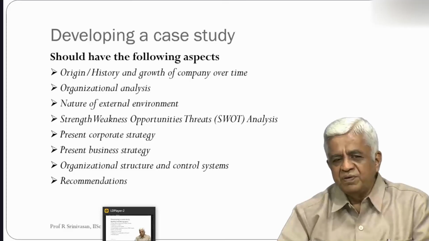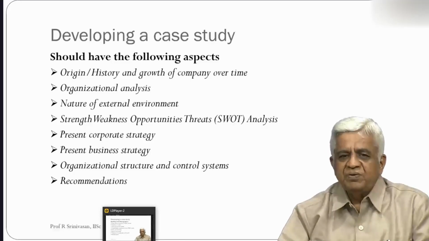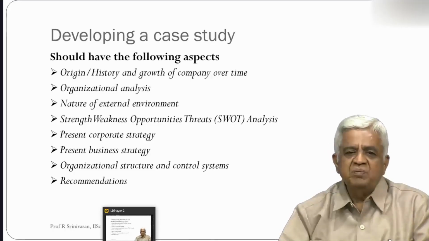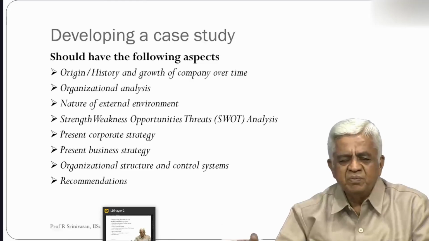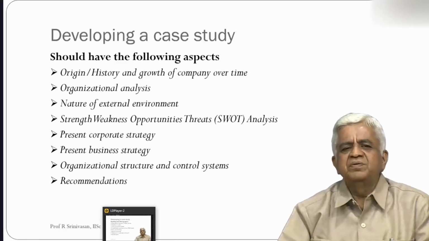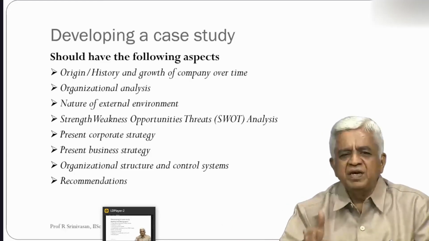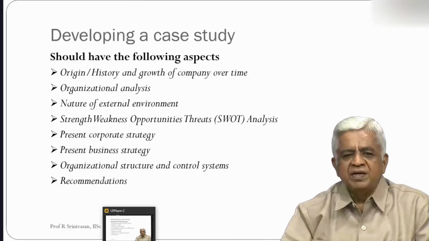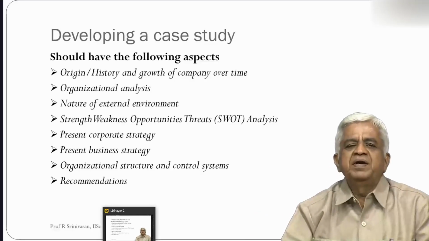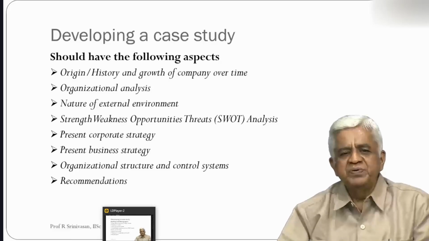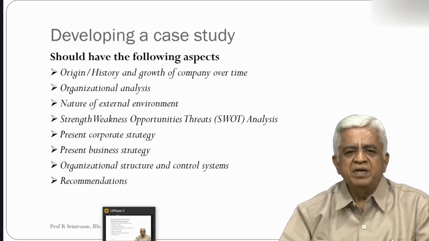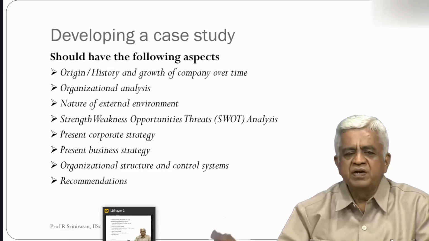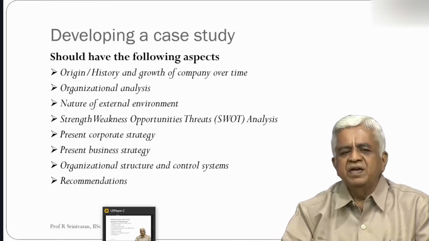So if you look at Posts and Telegraphs, you have for them very stiff competition coming through private players. You have so many couriers. They can also do the speed post which the Indian Post does, and they can give you many times better tracking of how your post is going to the destination. So in other words, the environment in which the organizations are operating has undergone a thorough change.